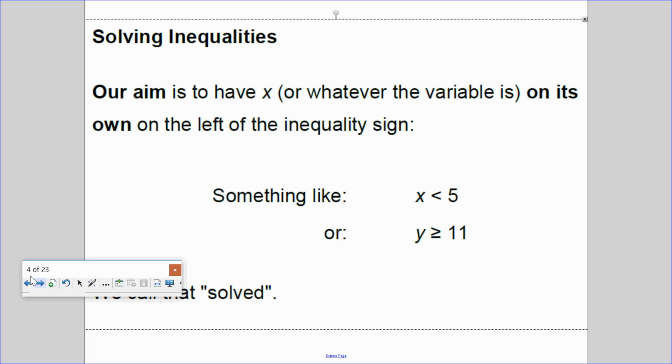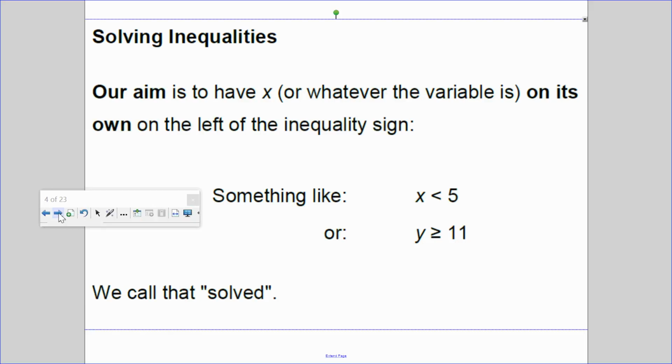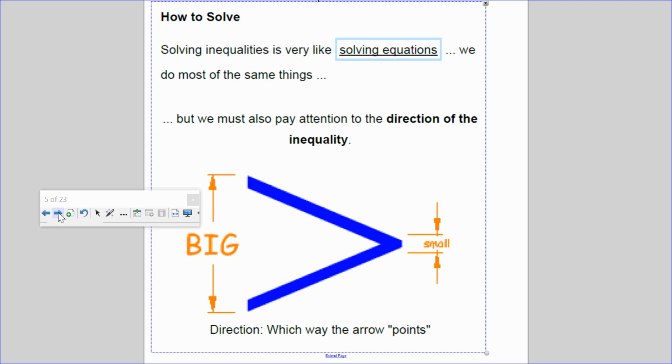So in solving an inequality, our aim is to have the x, or whatever the variable is, on its own on the left of the inequality sign. Something like this: x is less than 5. y is greater or equal to 11. We call that solved. Solving inequality is very like solving equations. We just did 4, 5, 6 days of solving equations. So go back to past lessons if you need help.